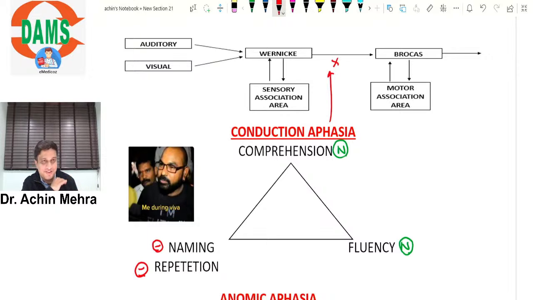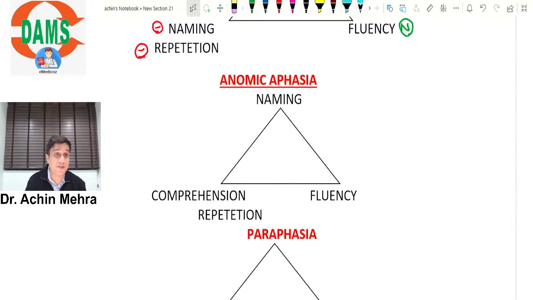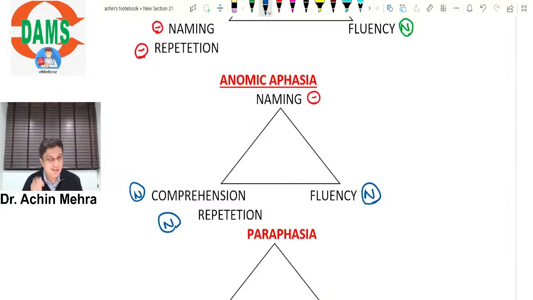Okay, conduction aphasia. Perfect. Then we have the anomic aphasia, in which the patient has a difficult problem in naming. Naming is gone. Comprehension is intact. Repetition is intact. Fluency is normal. What is this now?